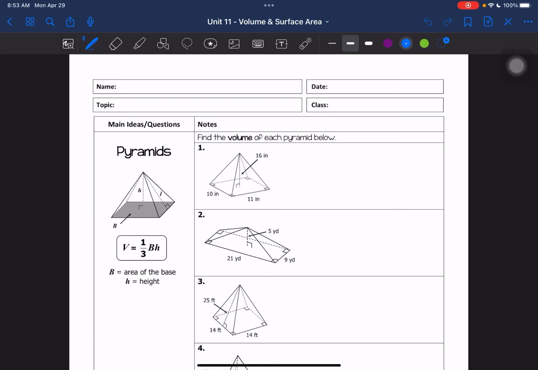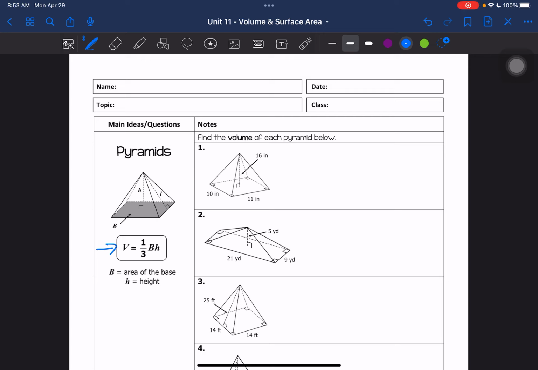Hello everyone, so I'm going to start to go over 9.7, which is continuing our unit on volume. And this last time we talked about prisms and cylinders, now we're going to talk about pyramids and cones. So we're just going to start off with this formula for pyramids.